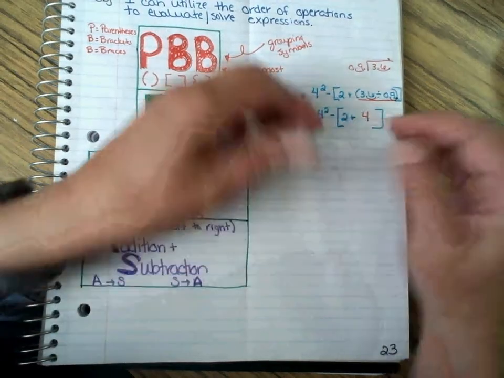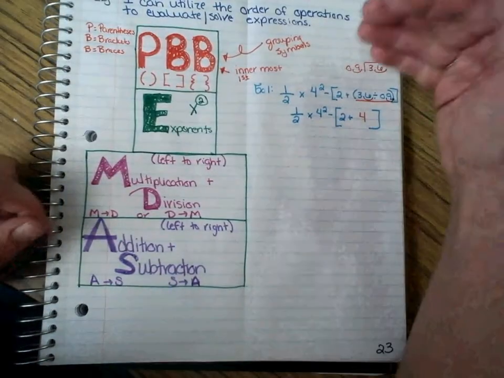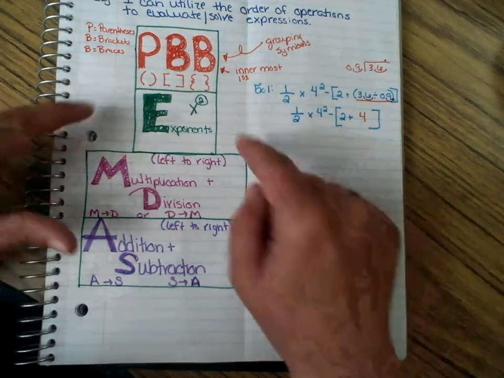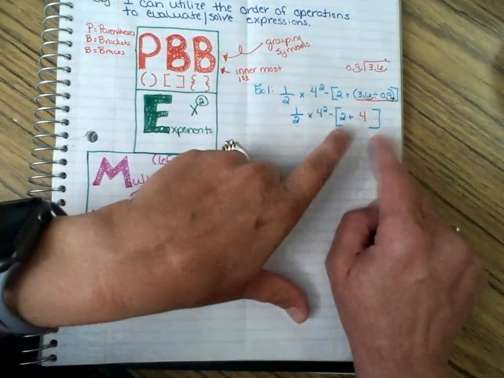So now we go back through. We've got a new numerical expression because we're solving it step by step, so I've got to go back through. Parentheses, brackets, or braces.